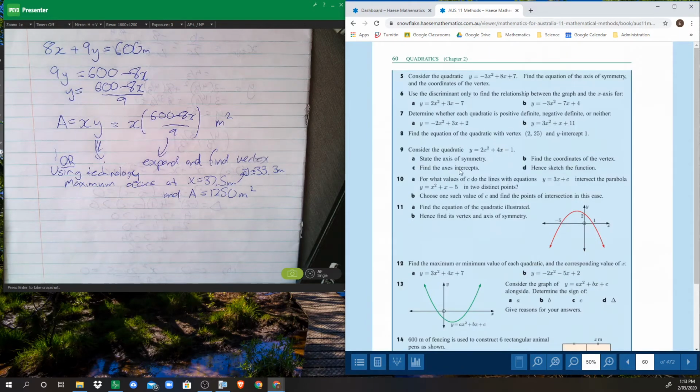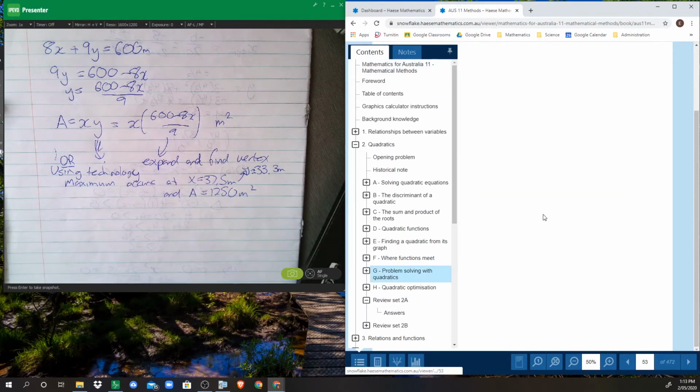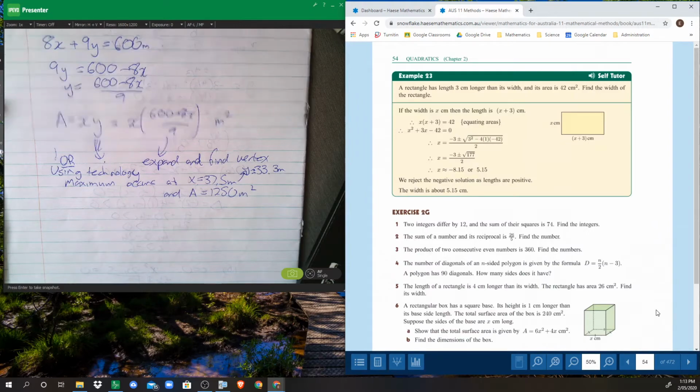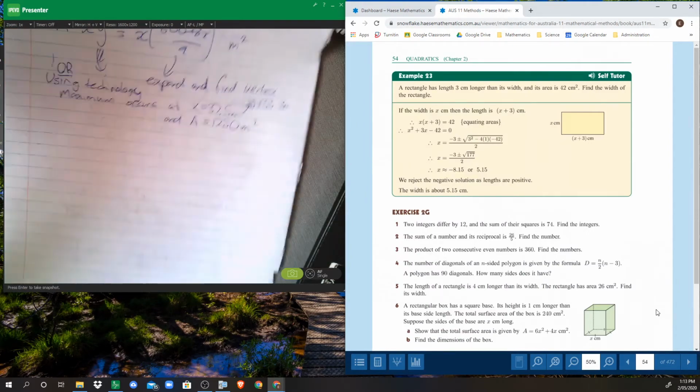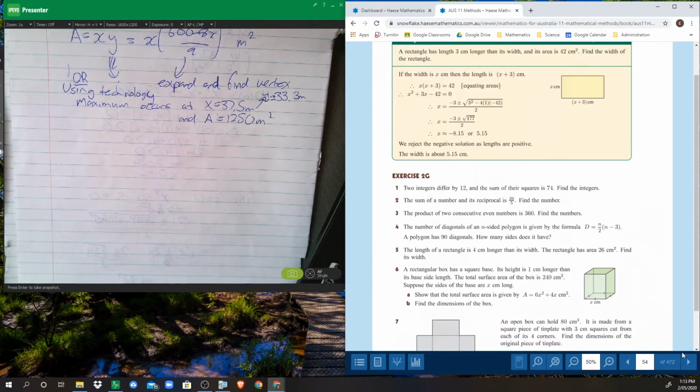Actually, I do have some other questions. You have to go back to 2G for them though. Let's go back. Problem solving with quadratics, and it looks like we're going to be doing some more of these. That question was actually optimization, but problem solving, questions 9 and 11.